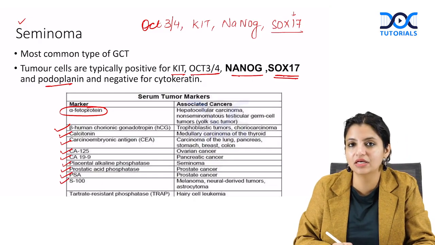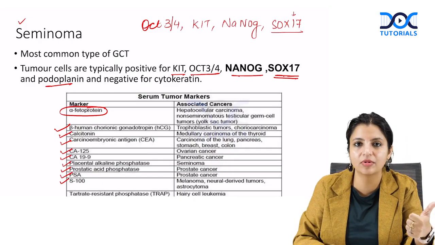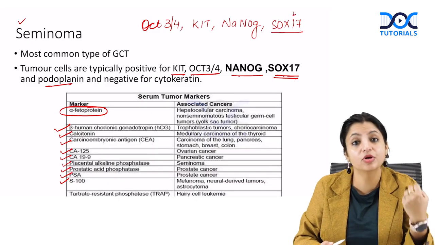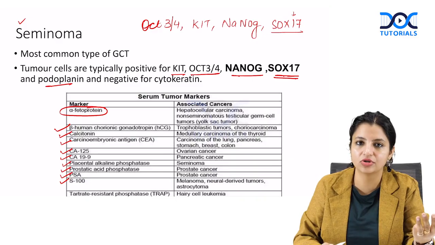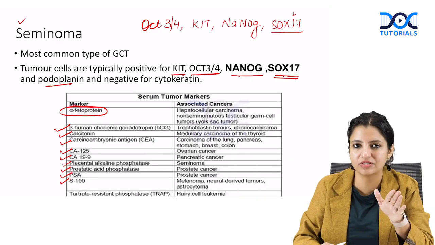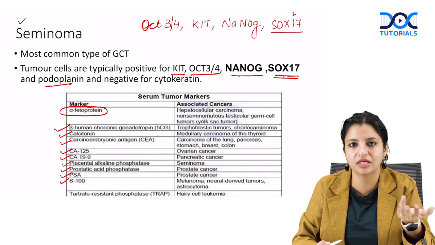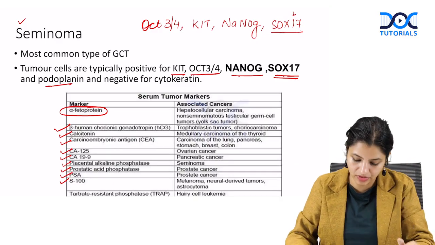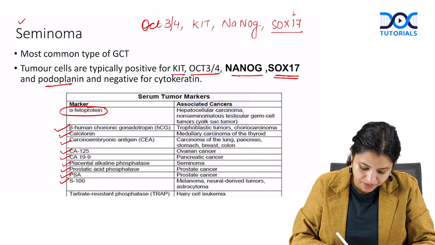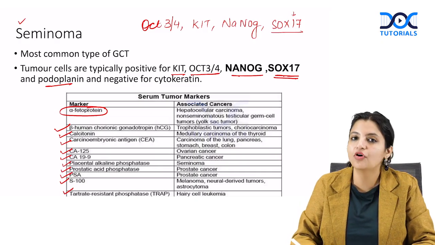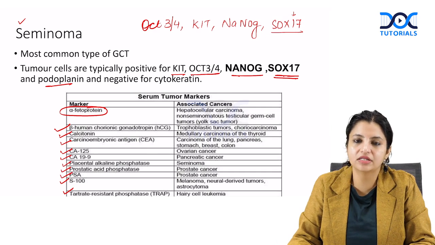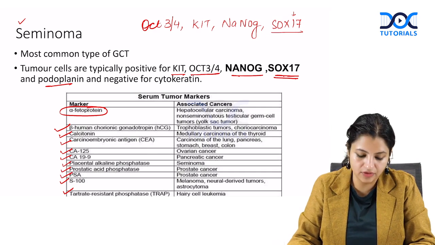S100 is for many things. It's for melanoma. Remember, cartilage tumors and nerve tumors. Apart from that, neuroendocrine tumors can also be S100 positive. So S100 is a very non-specific marker, but it can be present in many things: melanoma, nerve cell tumors, cartilaginous tumors, and even neuroendocrine tumors. And TRAP is basically for hairy cell leukemia. So these are some common markers that you should always be knowing, and this is super important for us to understand.